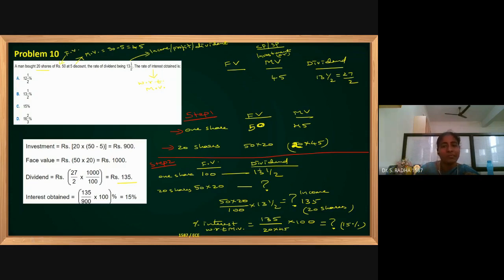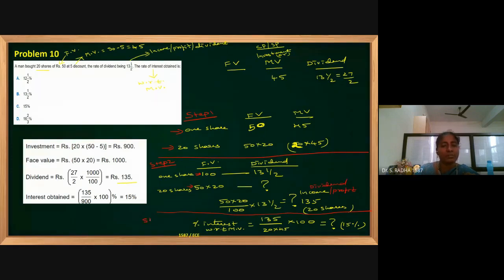Now, this is for 1 share, 100 and 13 1 by 2. For 20 shares, face value is 50 into 20. What is the dividend? We have calculated and we got it as 135 rupees. That is the income or profit or dividend for 20 shares. This is in step 2.